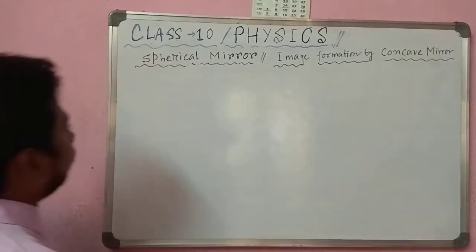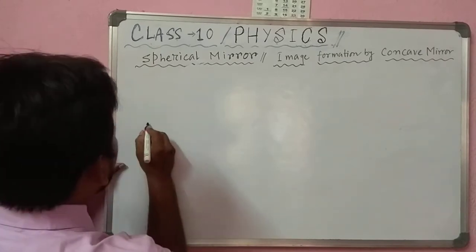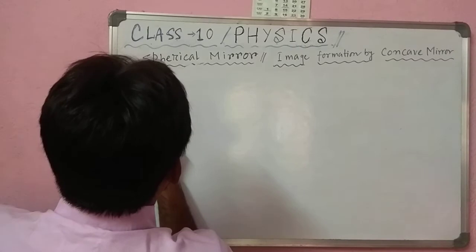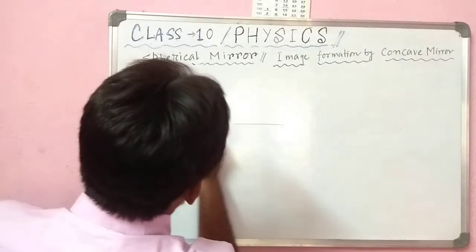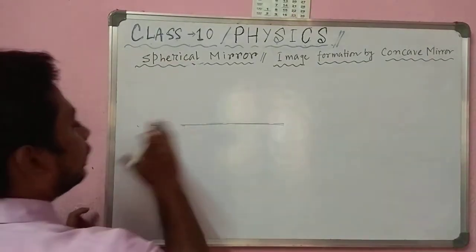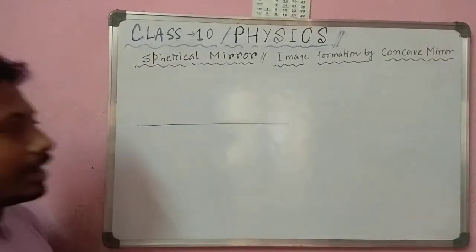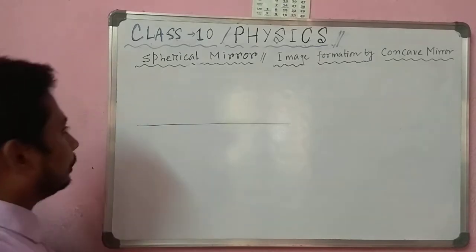Student, first of all you put your scale like this and mark a straight line like this. I don't have any scale to draw on the board, that's why I am drawing with my hand. So this is a line I have drawn. This line is called the principal axis.